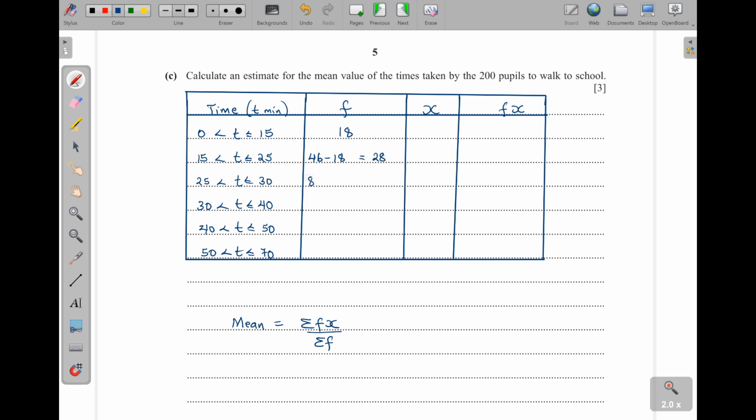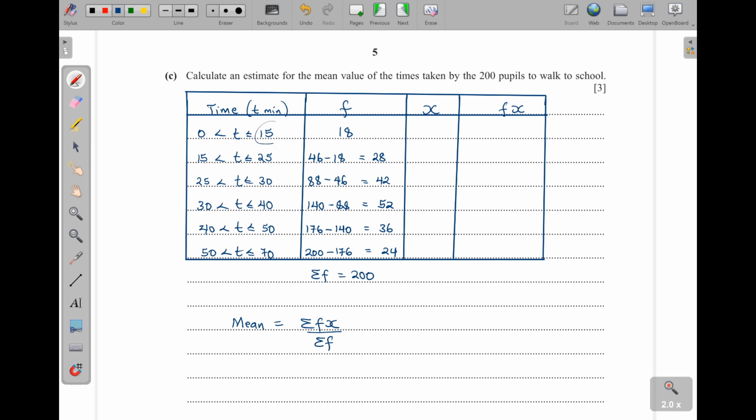And then the next one will be 88 minus 46, which gives us 42. Then 140 minus 88 gives us 52. And then we have 176 minus 140, which gives us 36. And the last one was 200 minus this 176, which is 24. Of course, the summation of frequency here, since these are 200 pupils, we shall have this one as 200.